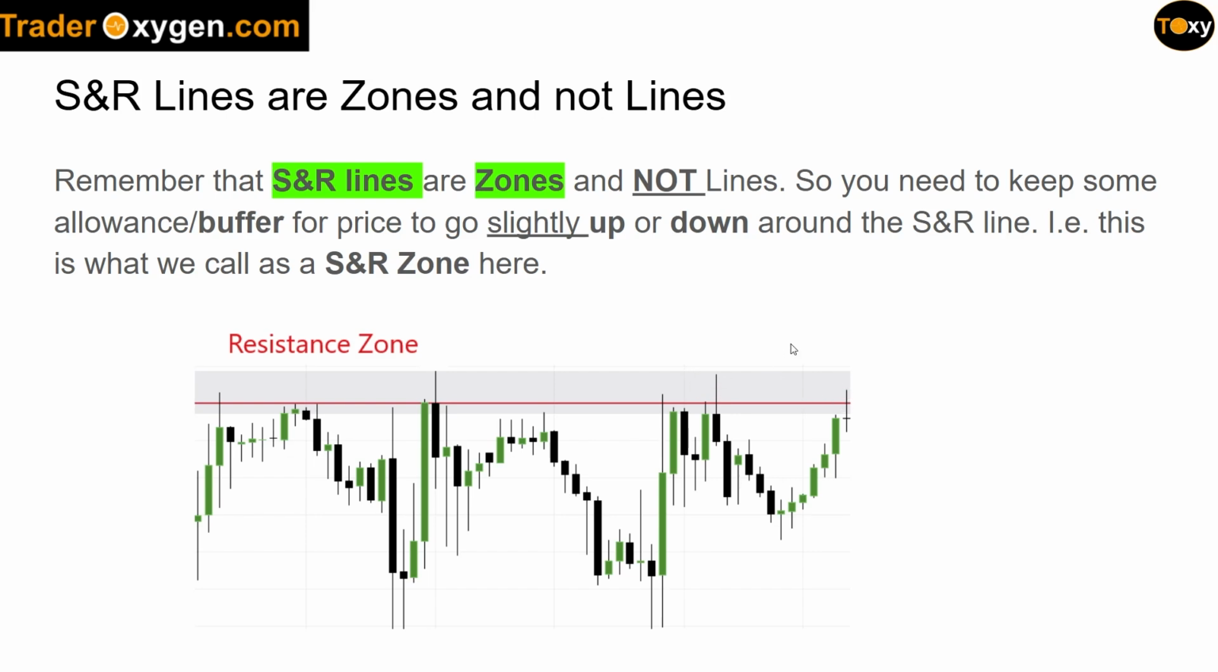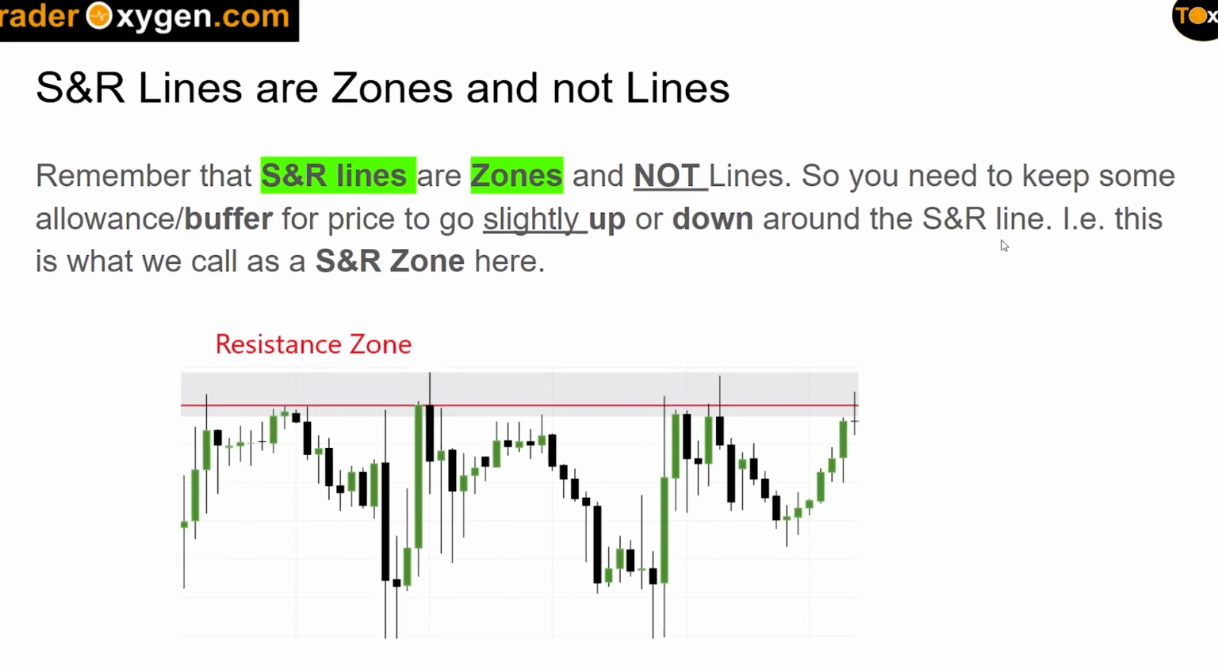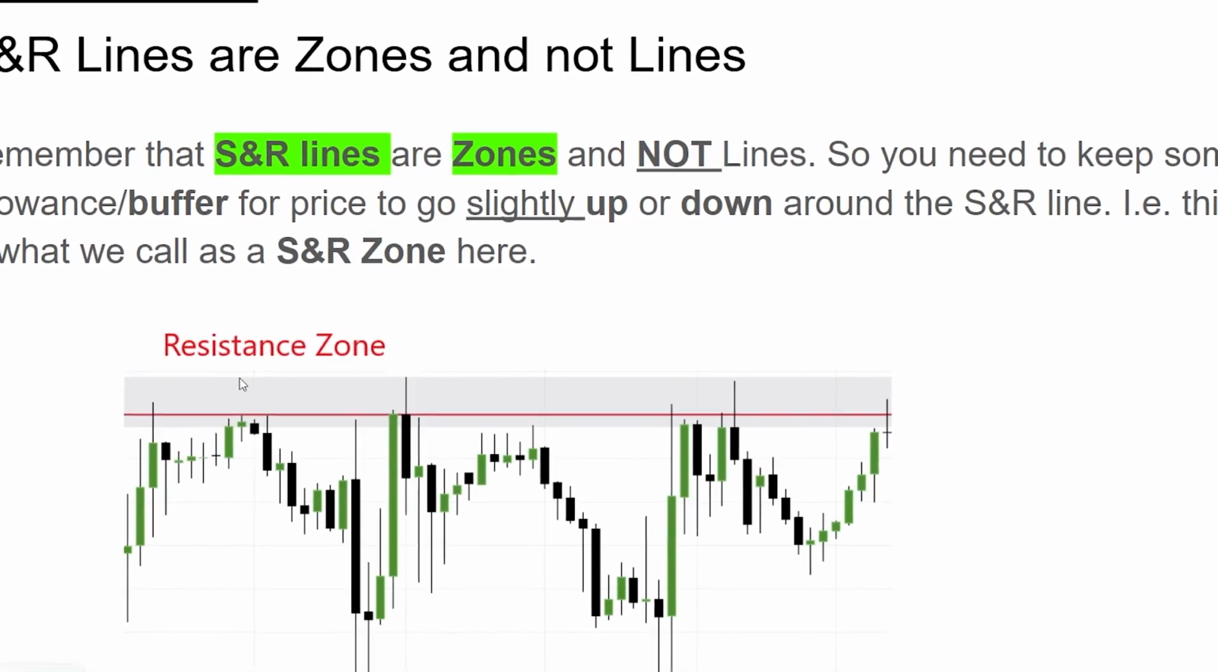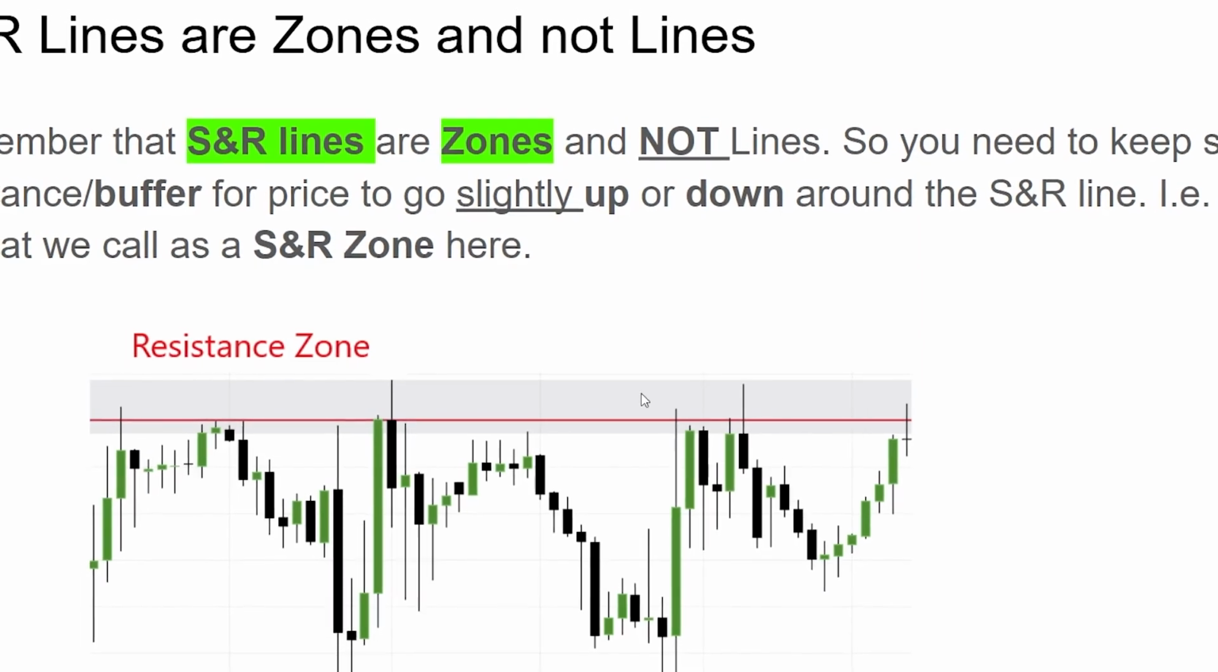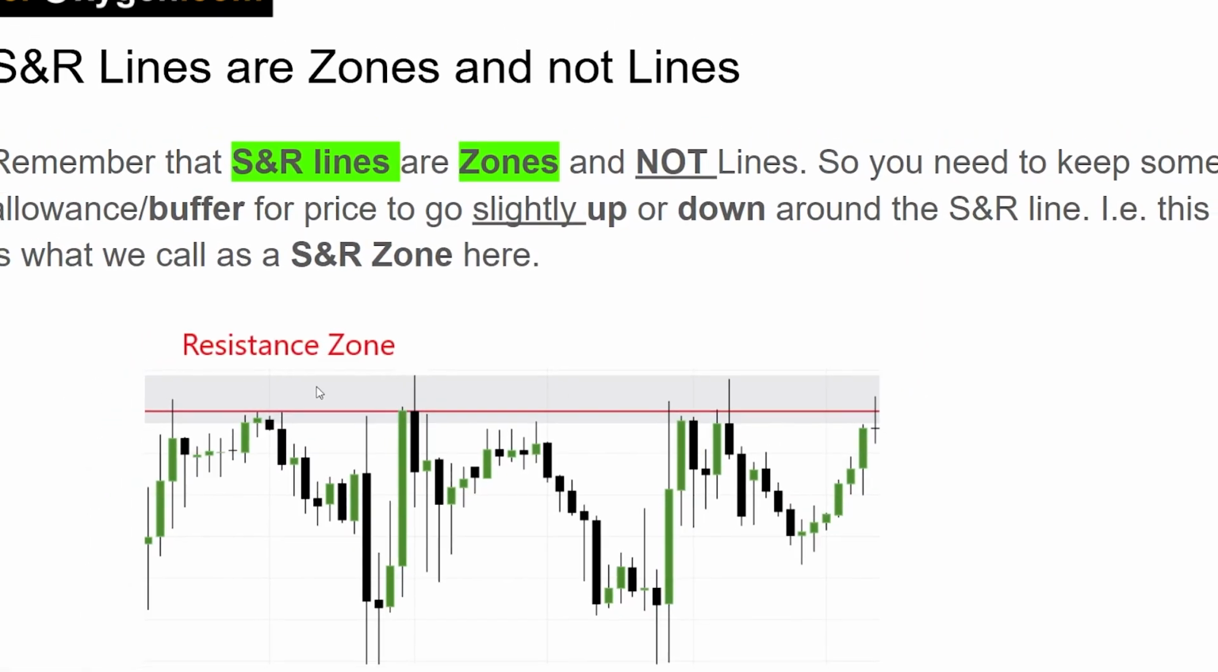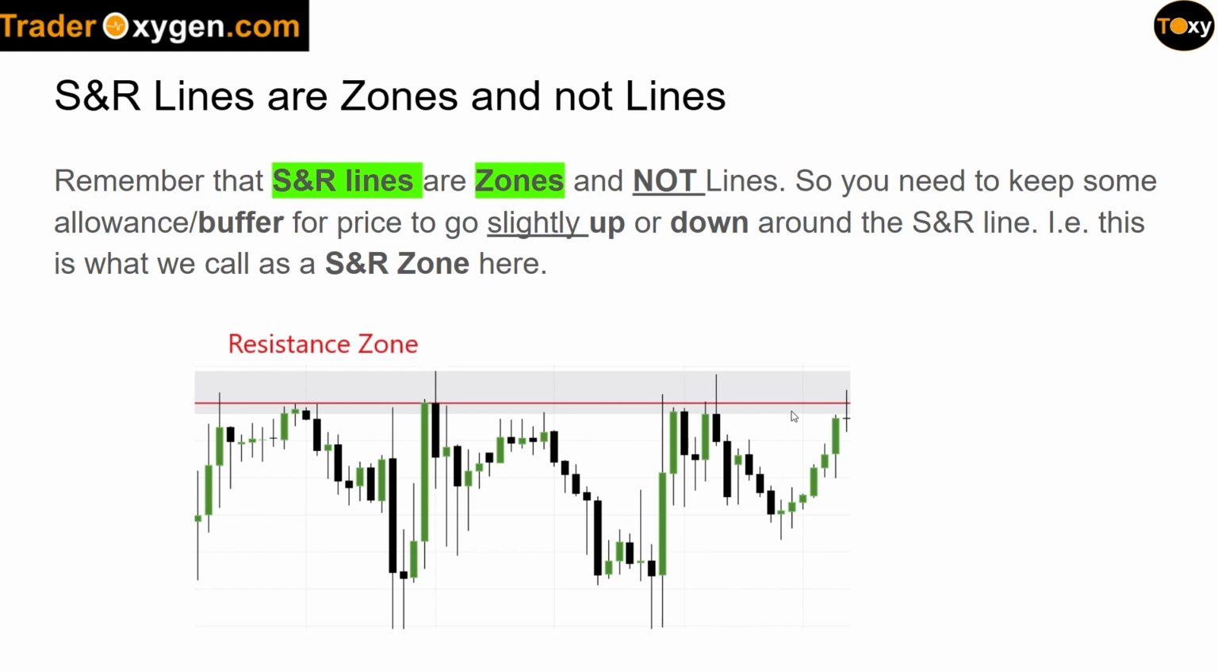So what that means is when you draw a support line or resistance line, in this case the resistance line, keep in mind that you have to give some buffer for the price to go slightly up or down around the support and resistance line. So when you mark it with, let's say, this ash color box, then you call that your resistance zone. So you use the resistance zone, but not the resistance line. Keep that in mind, which is very important. Okay, let's see what's next.